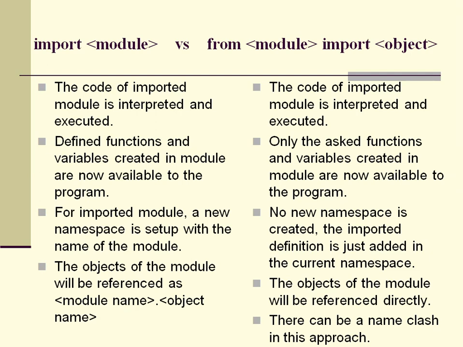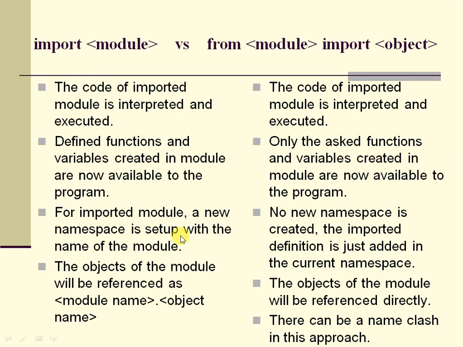So only those functions and variables will be available to your program. The third one, very important. Okay, this is the defining point. Please focus on this third point. Here you can see no new namespace is created. Please note, no new namespace is created. The imported definition is just added in the current namespace. Means the namespace of your main program will have all those variables and functions in it. No separate memory space, that is called namespace, will be created. This is the basic difference between the two approaches.